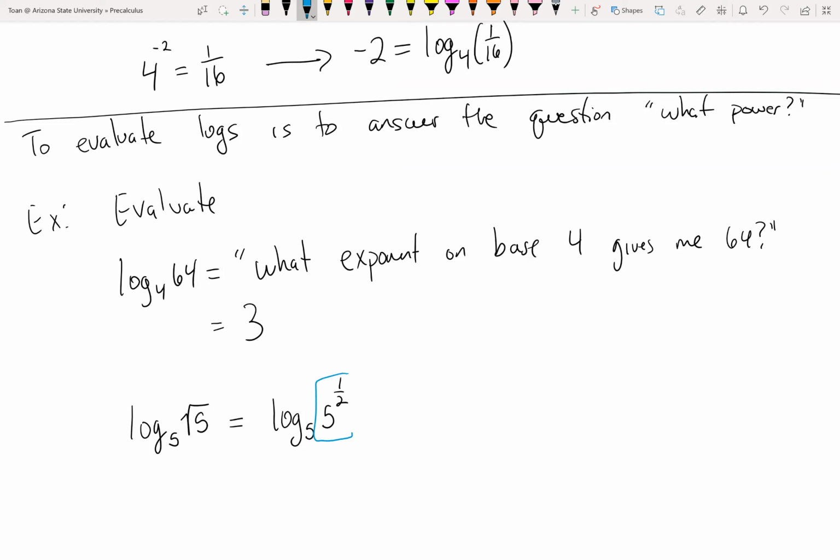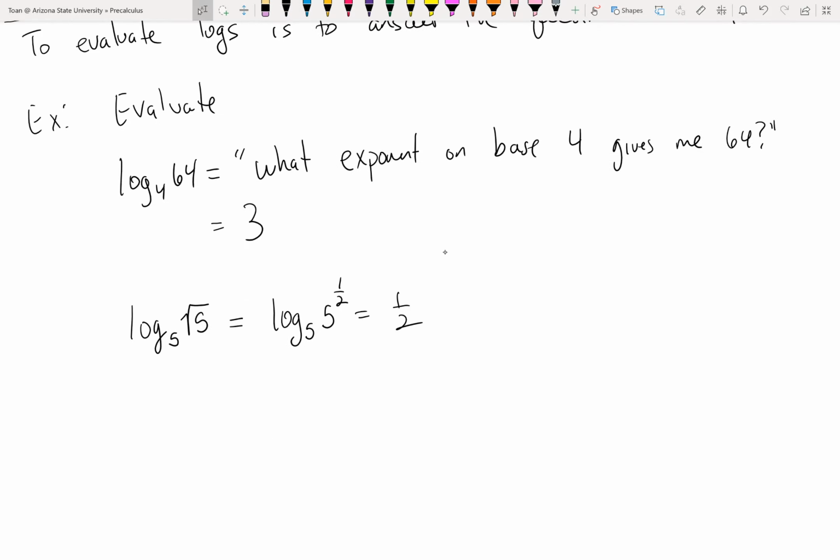Well, clearly, take a look at it. What exponent do I need to put on the 5 to give me 5 to the 1/2 power? Well, what exponent is there? Oh, it's clearly 1/2. Now, I answered this question using properties of exponents. Knowing about properties of exponents will be very, very helpful, especially when you have problems like this.